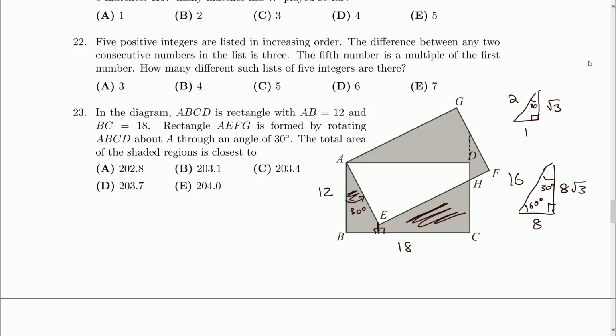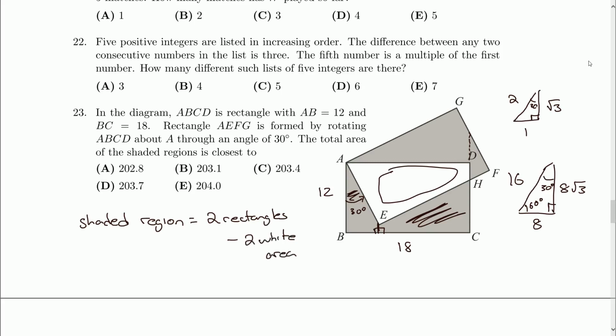Another way is to focus on what we're not including, and that's this sort of white space here. If I can figure out the area of the white space, well, the shaded region is just the total area of both rectangles, and then what do we not include? We don't include the white area twice. It's not included in part of the area for AEFG, and it's not included as part of the area for ABCD. So we take it off of both of them. So that's another plan of attack.